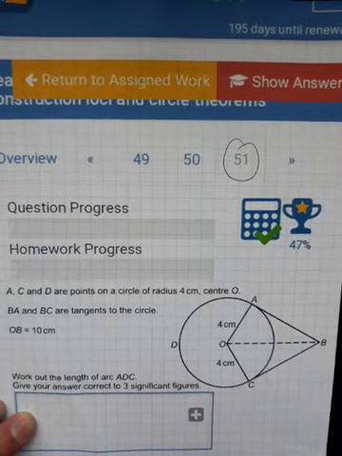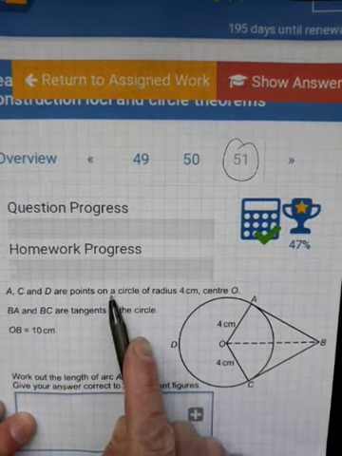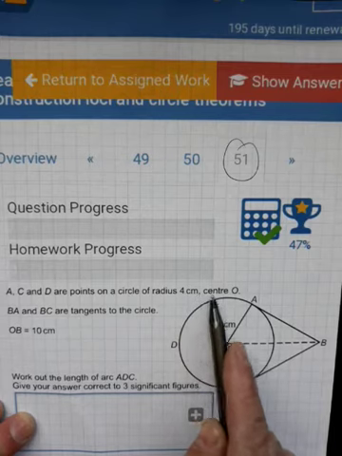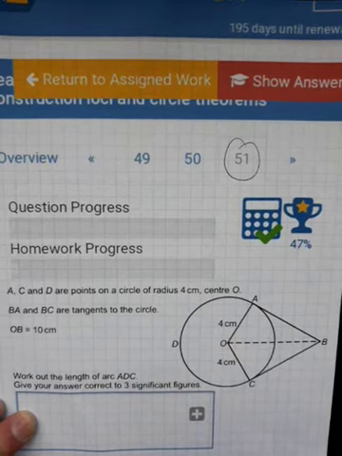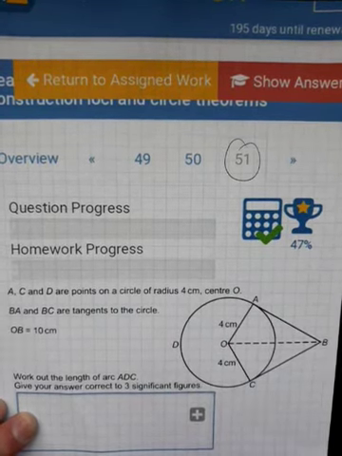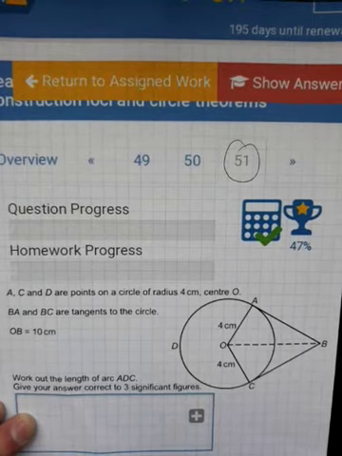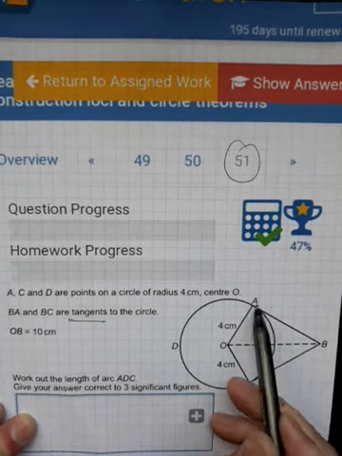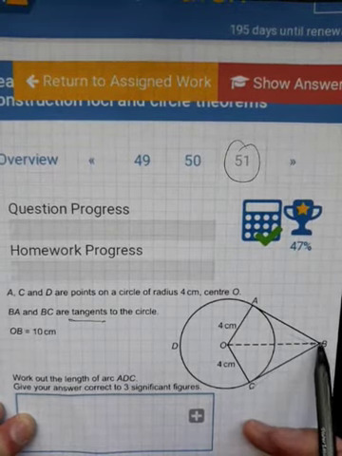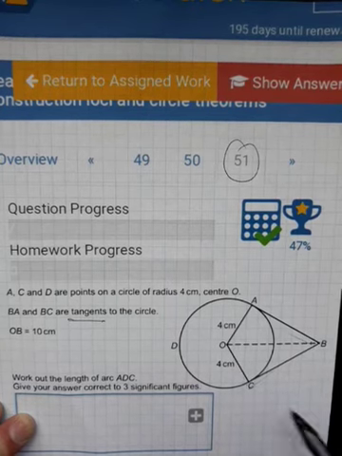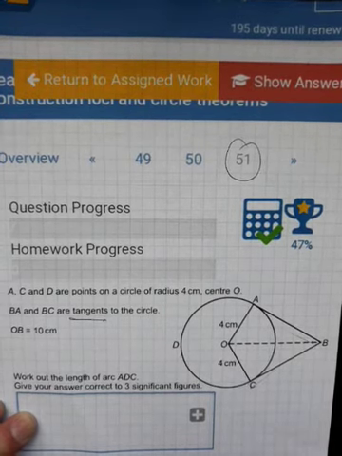So straight away, A, C, D are points on a circle of radius 4 centimetres, centre O. We're going to need that 4 centimetres, maybe. BA and BC are tangents. Right, tangents, great. Tangent to a circle, what do we know? The angle between a tangent and a radius is 90 degrees. Bang, that's one of the circle theorems straight away.